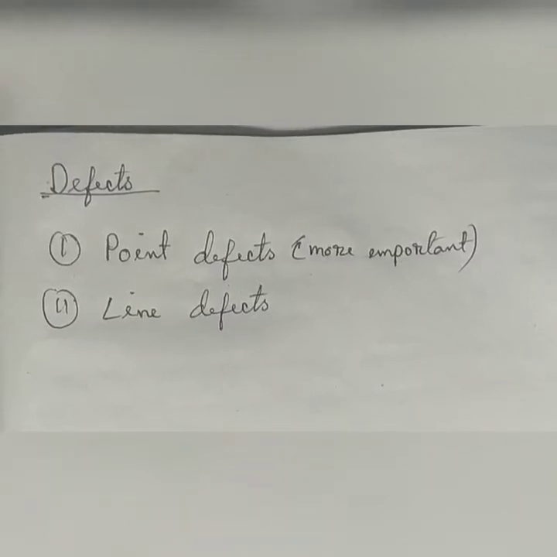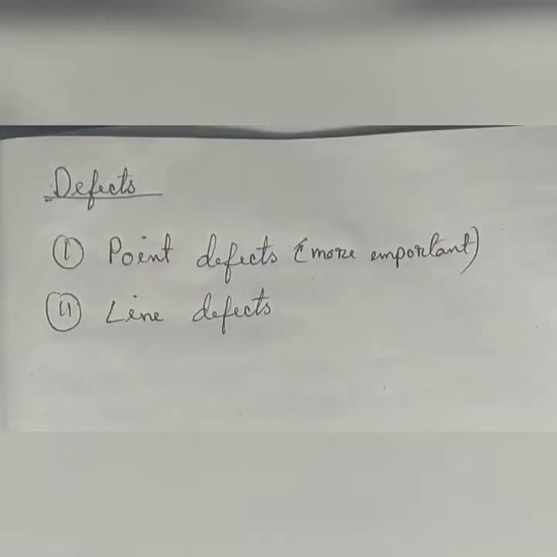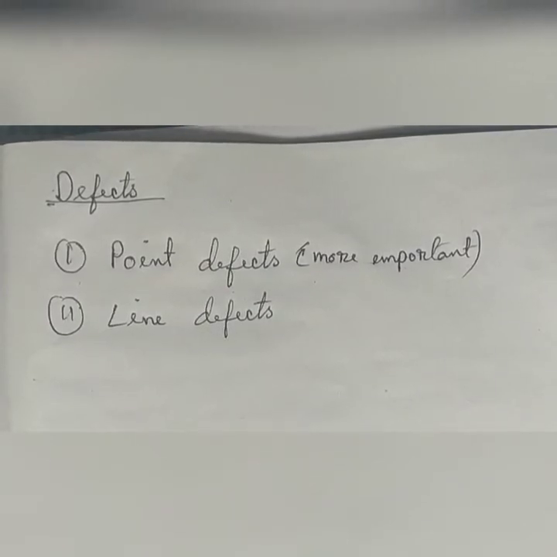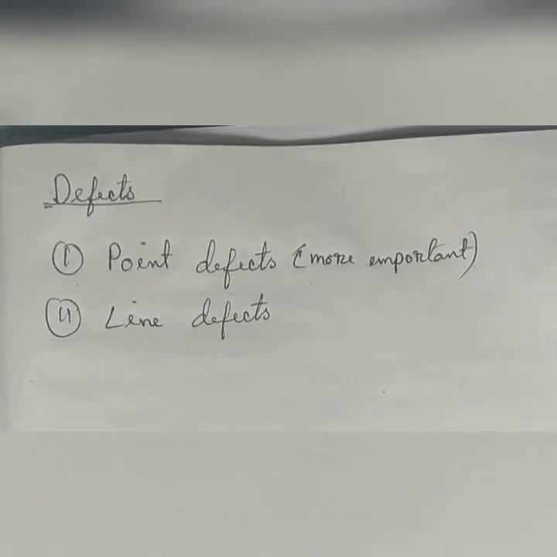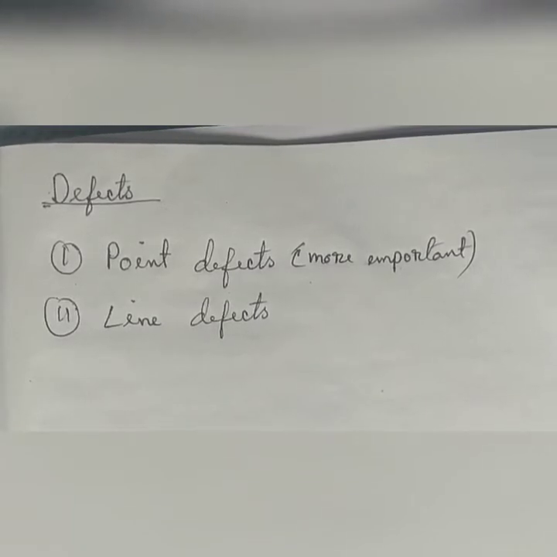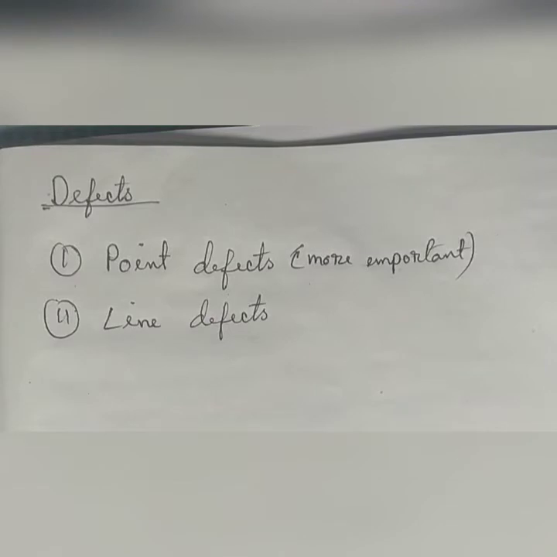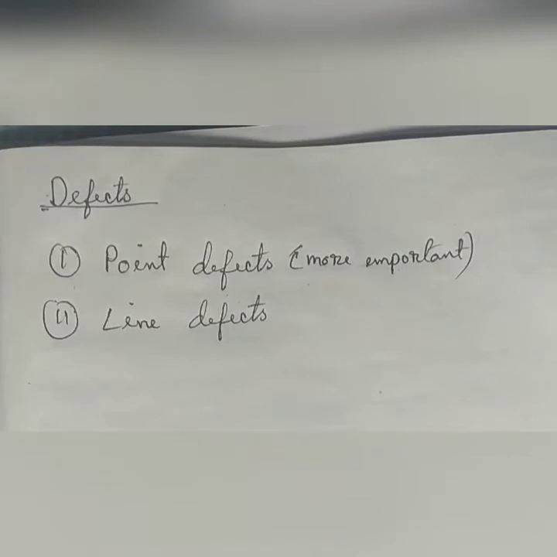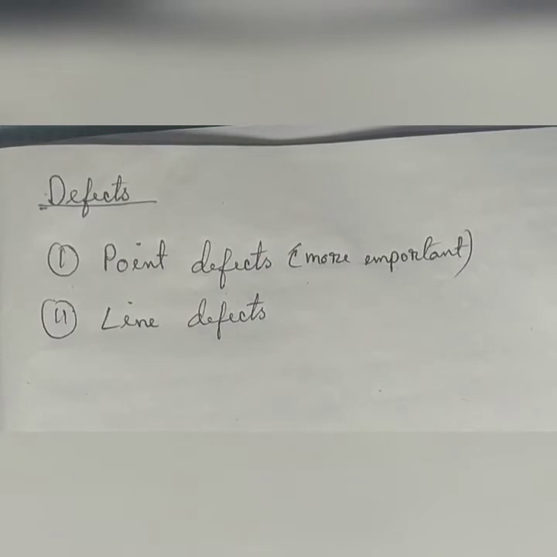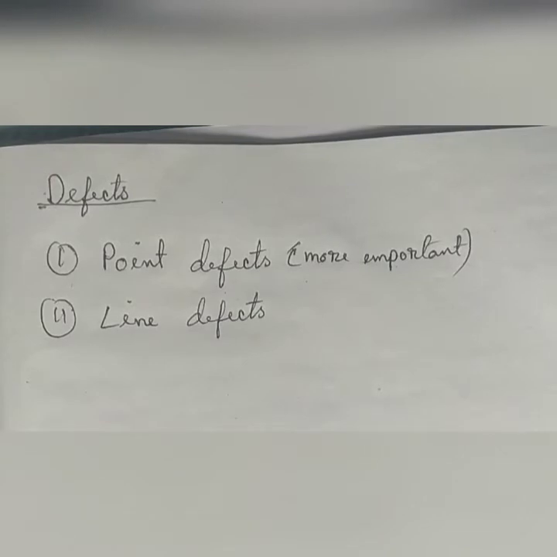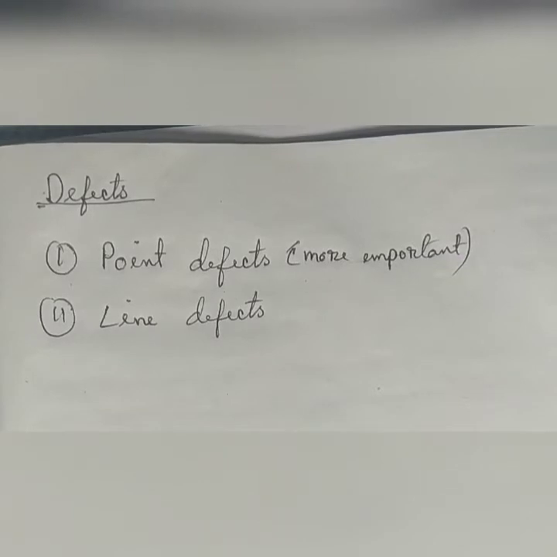So let's start today's topic with defects in crystalline solids. Since we are now discussing only crystalline solids, what we found is that in crystalline solids the particles, like atoms or molecules, are arranged in an ordered form. But although they are ordered, there are some defects in them. That means the arrangement of the particles in a crystalline solid is not perfect. There is an imperfection in the arrangement.